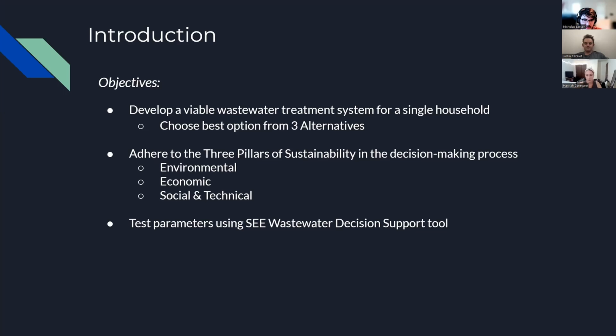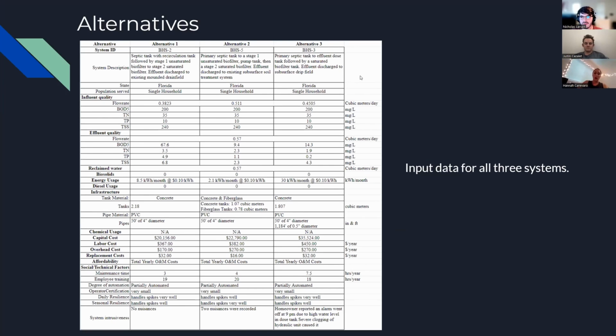The test parameters use the C Wastewater Decision Support Tool. Displayed below is our input data that we are going to use for the C wastewater tool. All are a single-use household in Florida, but they do have some differences in effluent quality, energy usage, infrastructure, as well as costs and social and other technical factors, such as maintenance time, employee training, and some system intrusiveness.